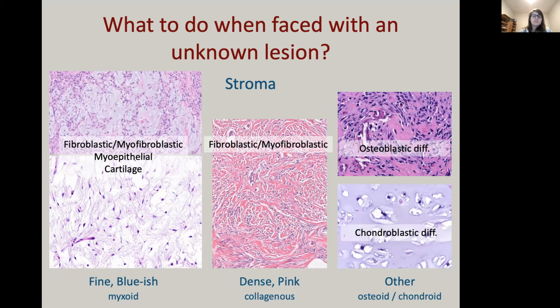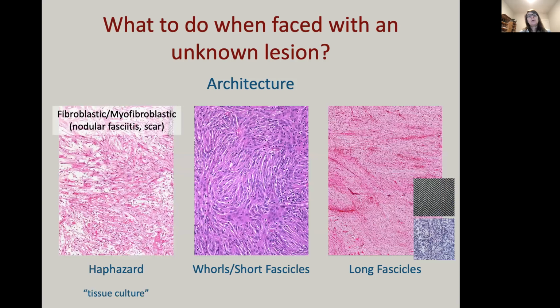Architecturally, the patterns that we come across are this haphazard, again, perhaps the word tissue culture comes to mind, that might be more of a fibroblastic or a myofibroblastic process, such as a nodular fasciitis or even a scar, for example. This sort of tight intersecting fascicles or whorls tends to suggest a quote unquote storiform pattern, which may mean something fibroblastic or myofibroblastic like a DFSP, something nerve sheath like a perineurioma. Certainly my bullets here are not exhaustive, but they are giving you some of the more common things that you should think about when you see these patterns.